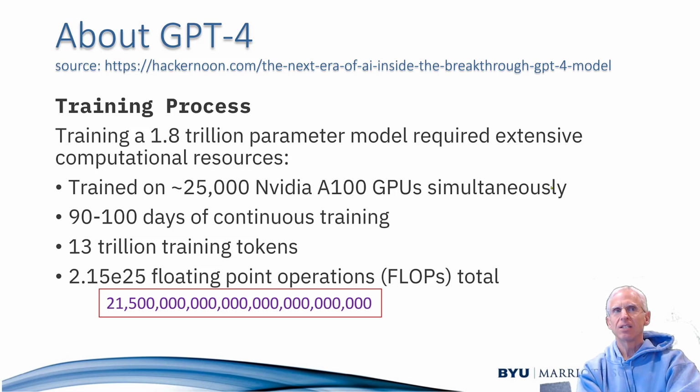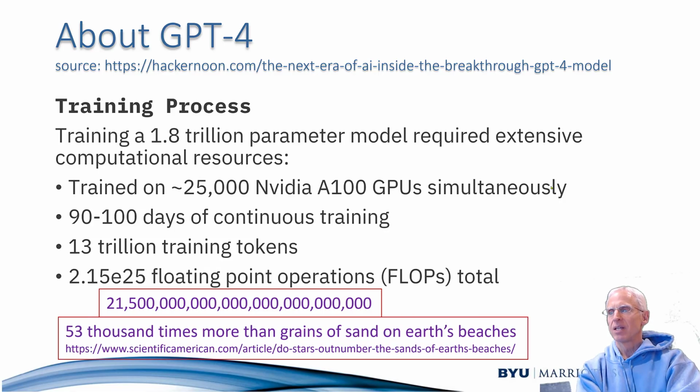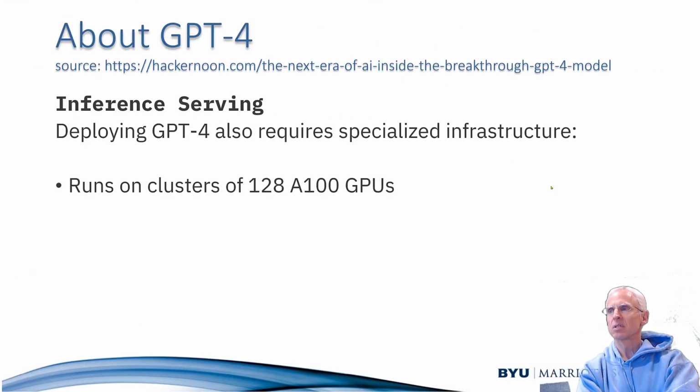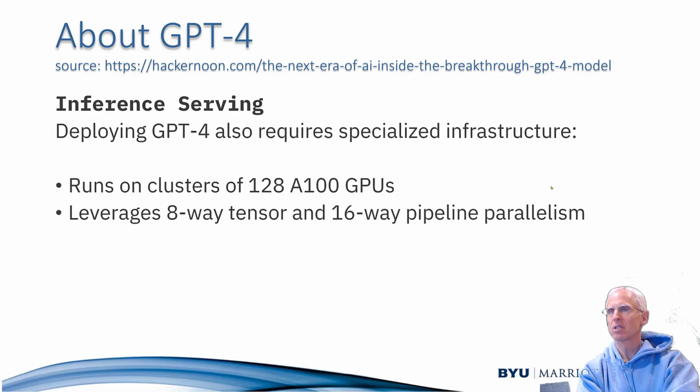If you take that number of floating point operations used to train GPT-4, that is 53,000 times more than the grains of sand on all of Earth's beaches, according to Scientific American. Now, that may or may not be true because I don't know if anybody's actually counted the grains of sand, but it's an estimate. The point is this is a lot of calculation to train one of these models. It runs on clusters of 128 A100 GPUs.